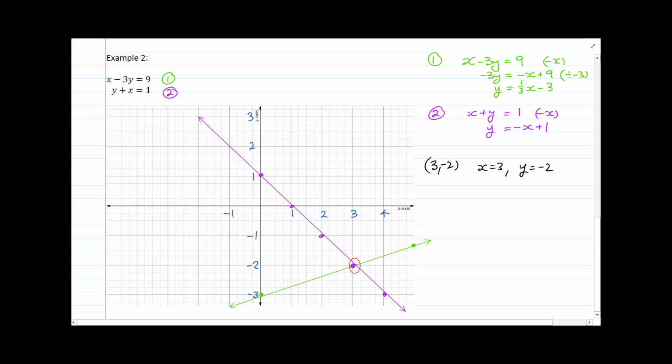And of course, we test that first of all in 1, and we get 3 minus 3 times negative 2, which is equal to 3 plus 6, and that's equal to 9, which is what we're hoping. And then we test it again with number 2, which is 3 plus negative 2, which equals 1, and again, that's what we're hoping. So we've got our two functions, we've solved them simultaneously, and we can see our simultaneous solution.